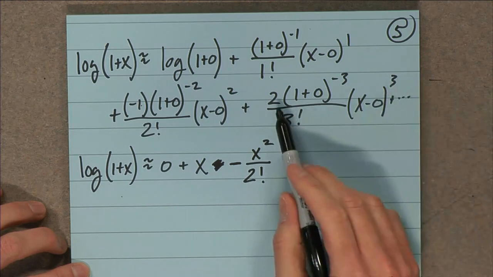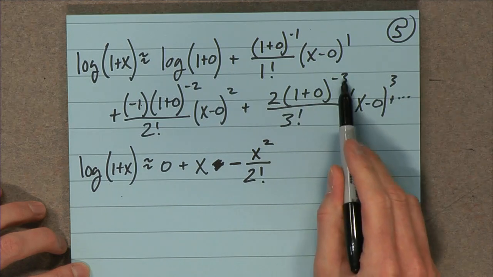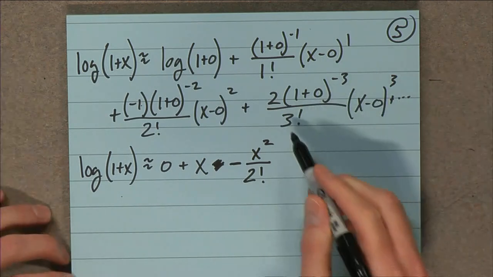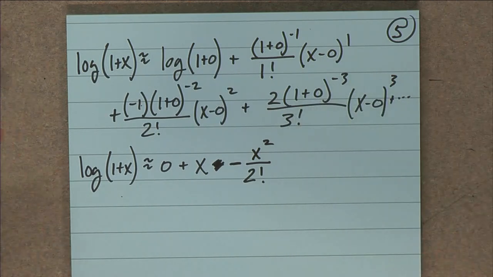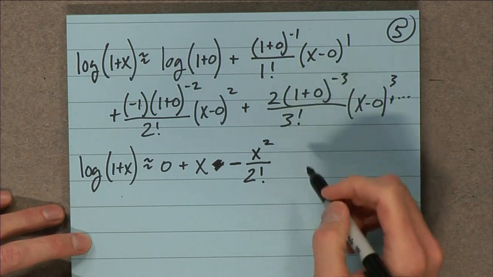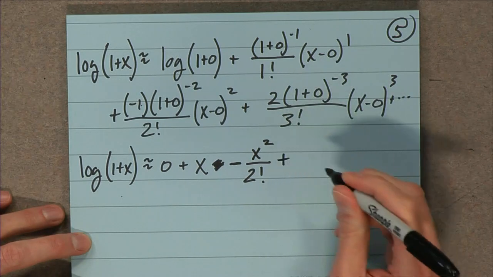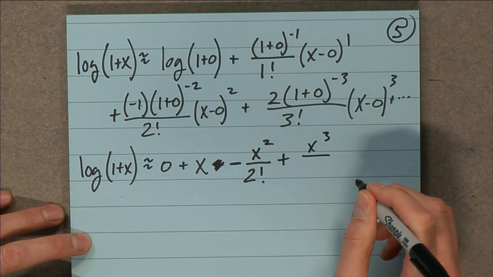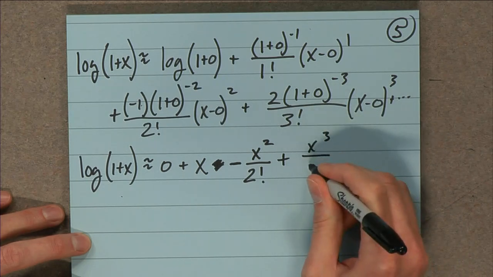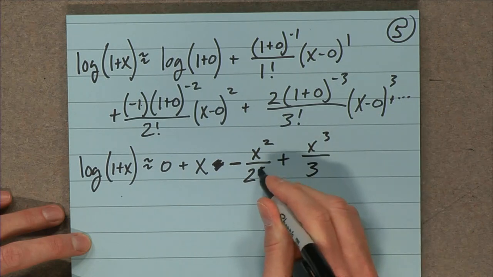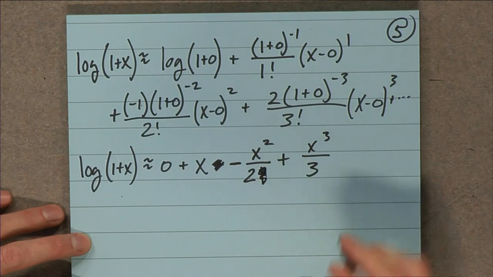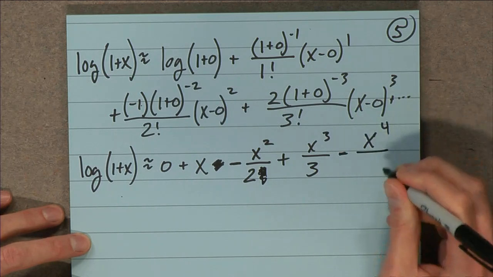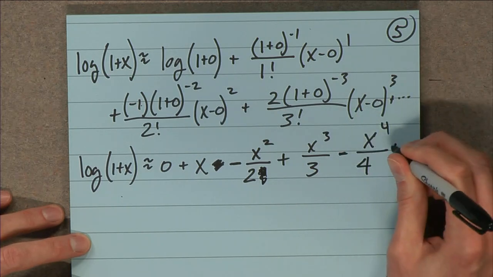The cube we see is positive, so it's 2 times 1 times x cubed over 3 factorial. Well, 3 factorial is 3, 2, 1, canceled with the 2, so you end up with just 3, right? And it's plus x cubed over 3. And let's see, the next one is x to the fourth over 4, where 2 factorial is the same as 2. If we do the next one, we get 4 plus dot dot dot.